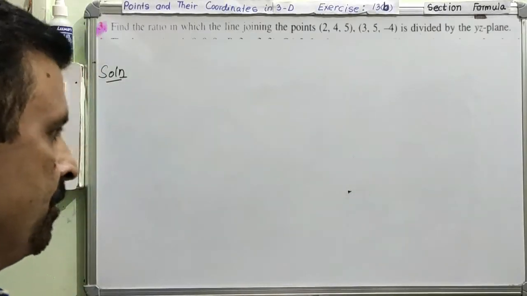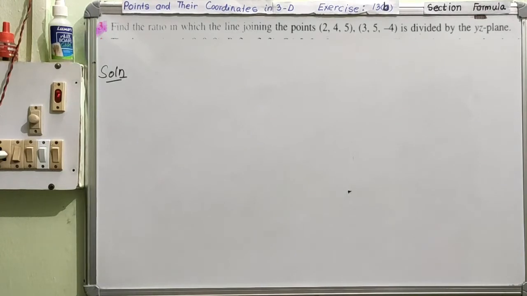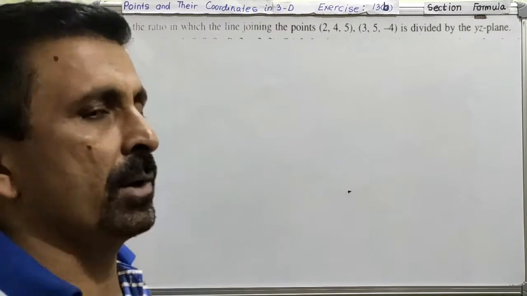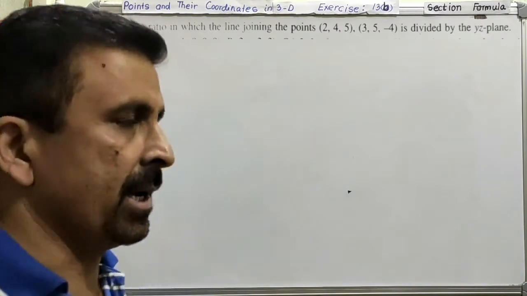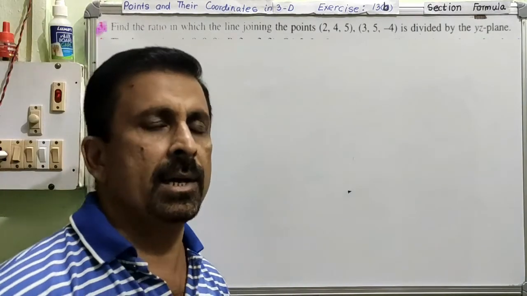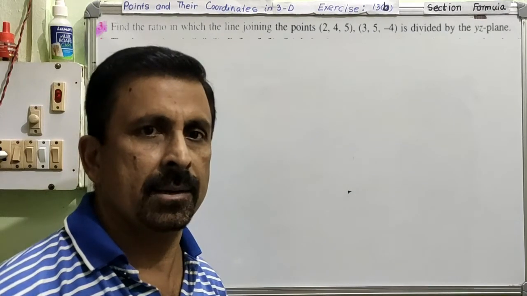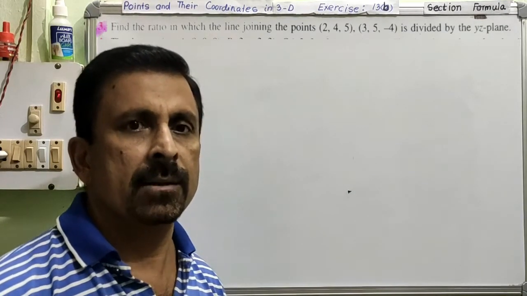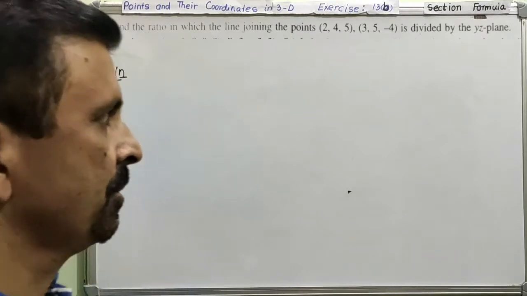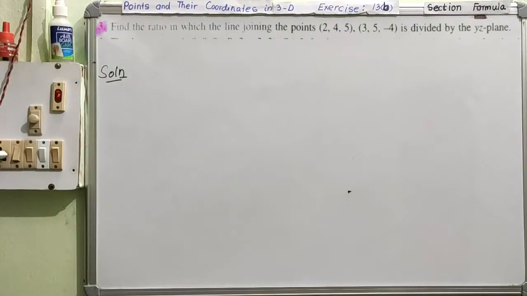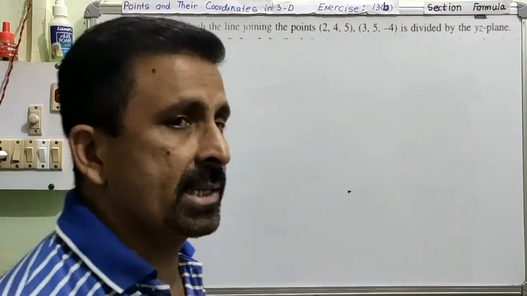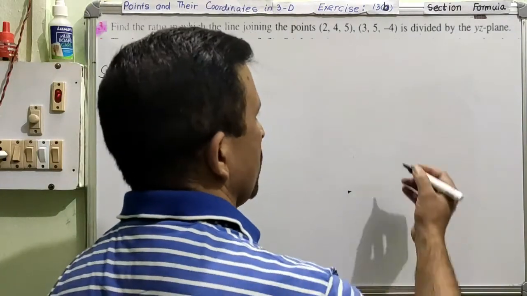Question number 3. Look at the board. Question number 3. Find the ratio. Now this is the question where we are going to calculate the ratio. That means the join of the 2 points is divided by a third point. Clear? So the question is to find the ratio. What the question says is, find the ratio in which the line joining the points so and so is divided by the YZ plane.